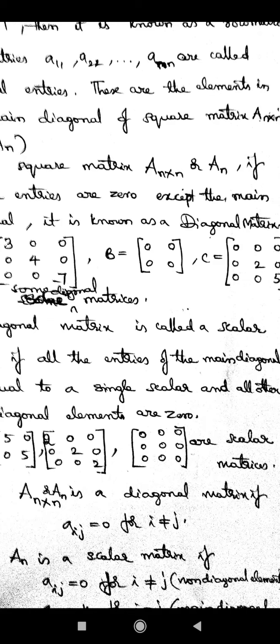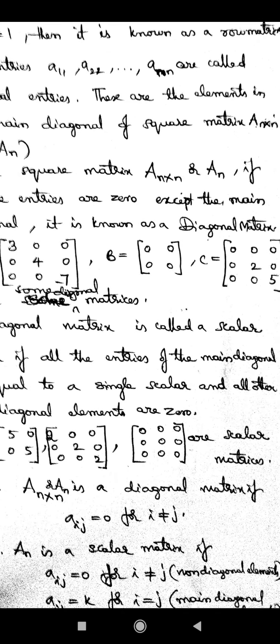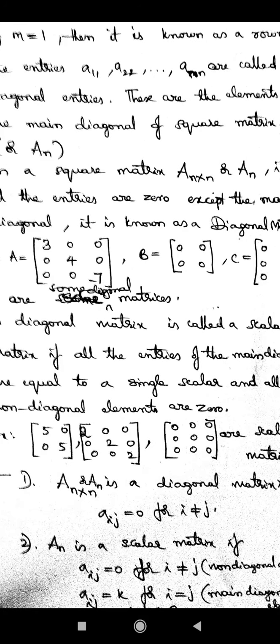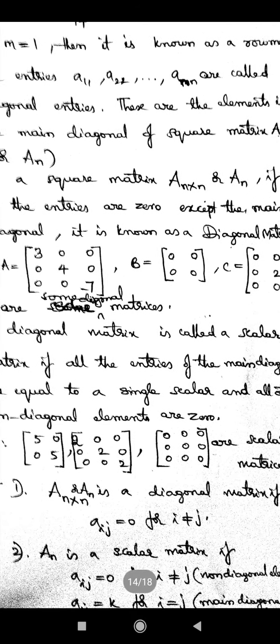But the main condition is that the non-main diagonal elements, that means the elements not present in the main diagonal, should definitely be zeros. Whether the diagonal elements are 0 or not 0, that is not to be bothered about. They may be 0 or non-zero. I have shown some examples here. In the first example, I have taken all non-zero elements in the main diagonal and all 0 elements in the non-main diagonal, that means all other elements.